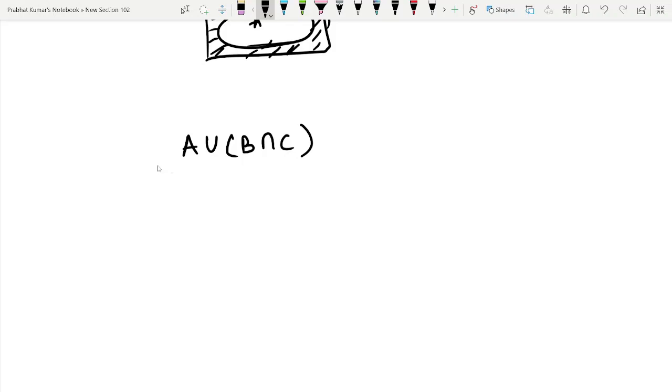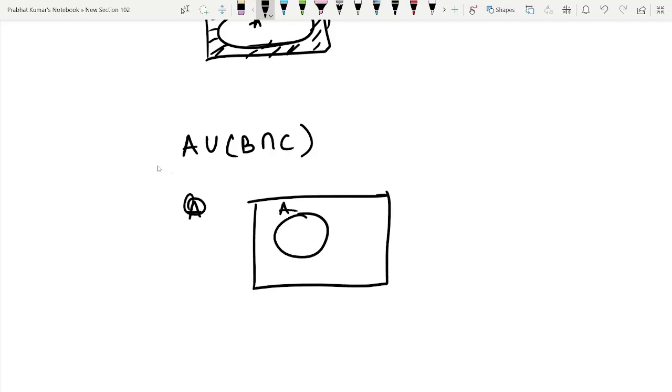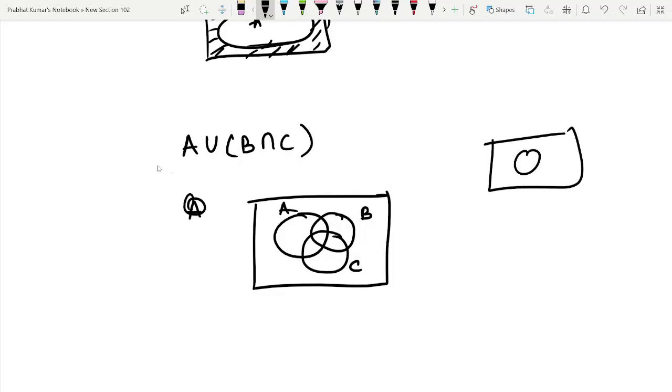So you draw this, and then maybe this is A and this is B and this is C. If you are not told anything about A, B and C, this is the most general diagram we can do, right? If you are told that A and B have no common elements, then we can draw it like this. But if nothing is told, this is the most general representation, right?